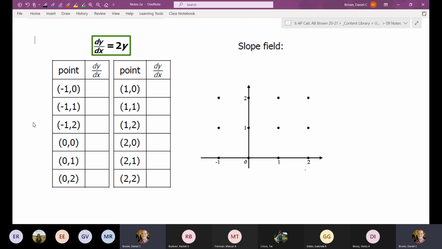Notice this one's a little bit different too. Instead of being 2 times x, it's 2 times y. So basically you're plugging only the y coordinate in to find all of these slopes. So 2 times 0 is 0 whenever y is 0. We know the slope is 0. And you can pick up on those patterns to help you do it faster. Whenever y is 1, the slope is going to be 2. That's one way to speed it up a little bit.